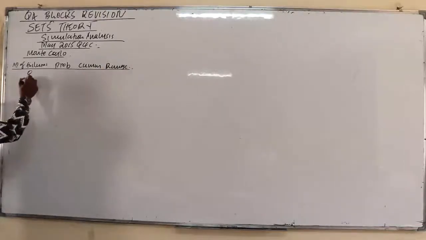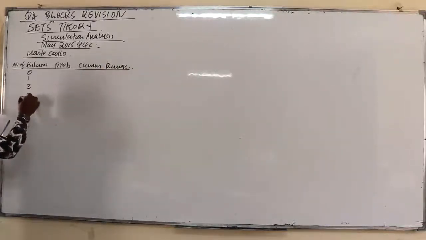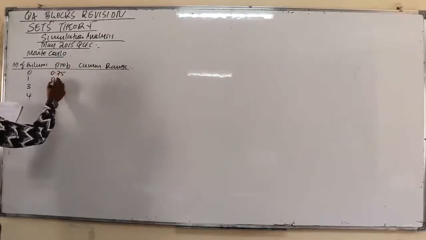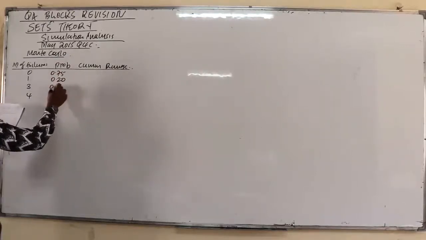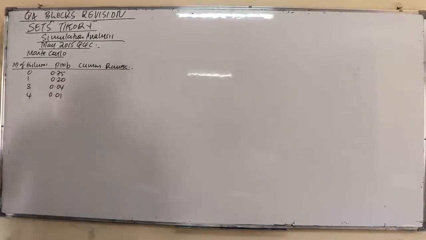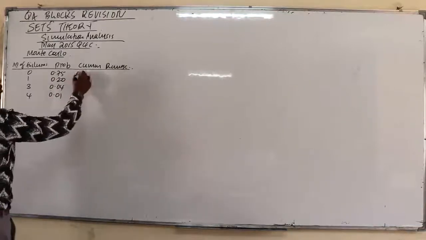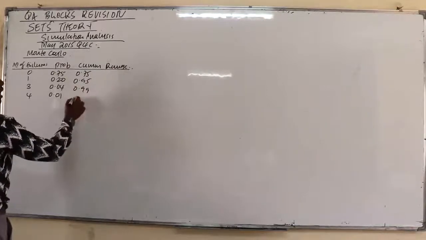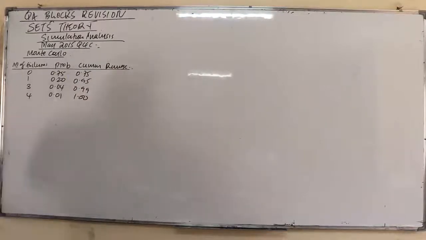So we can have 0, 1, 3, or 4 failures. We have the probabilities 0.75, 0.20, 0.04, 0.01. So let's cumulate the probability. This is 0.75, 0.95, 0.99, 1.00. Then we range.